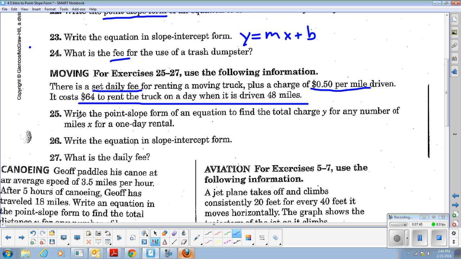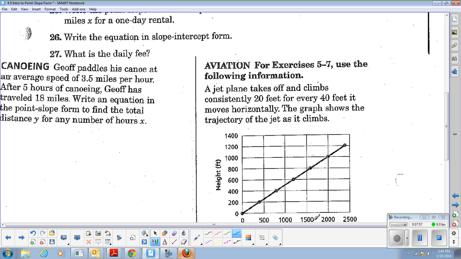And here are two directions again. Again, write it in point slope form, and then write slope intercept form, and then find the daily fee. So this will be the fourth time you've done a problem similar to this. The worksheet has a couple more problems on it that I want you to take a look at.